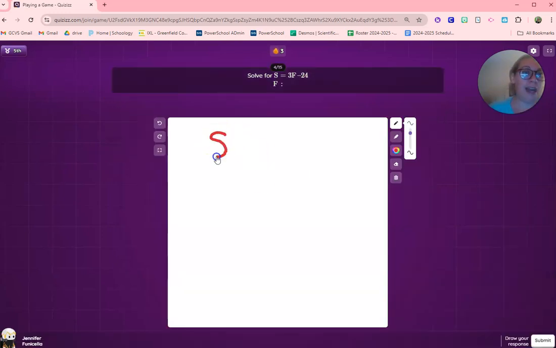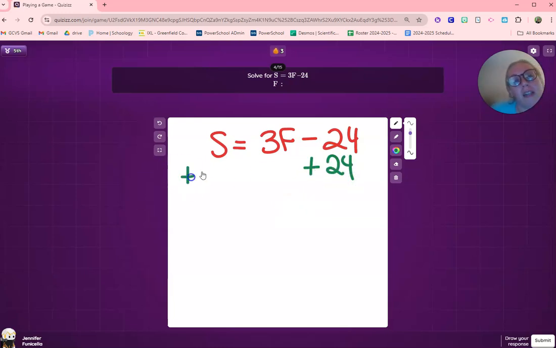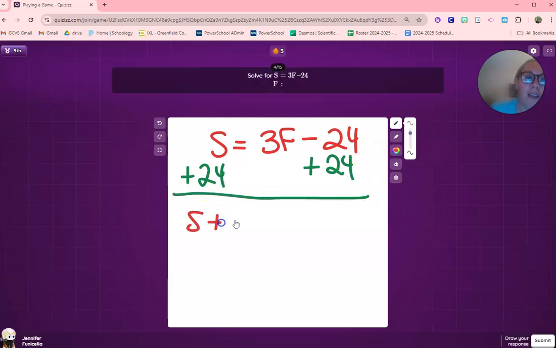Question number 4, we have S is equal to 3 times F minus 24. And we want to solve for F. That's what we're trying to solve for here, F. So the first thing we're going to do is add 24 to both sides, get rid of that negative 24, and at that point we're left with S plus 24 is equal to 3F. Negative 24 plus 24 cancels to 0.